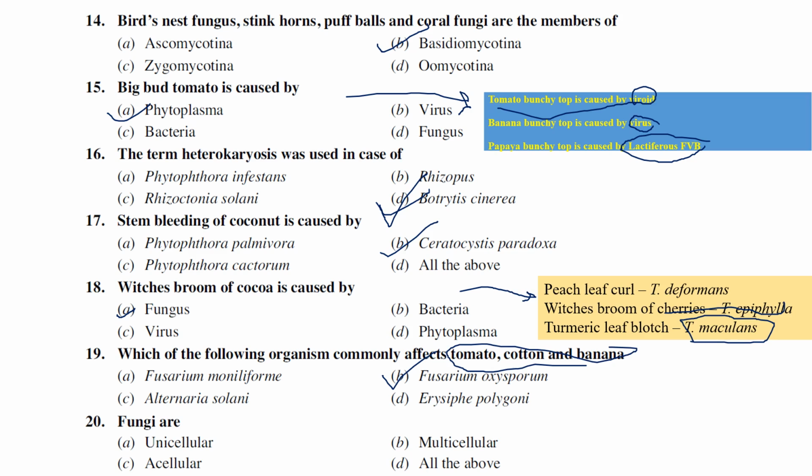Next one: fungi are unicellular, multicellular, acellular, or all the above. You know very well that fungi are the best example of multicellular organisms.